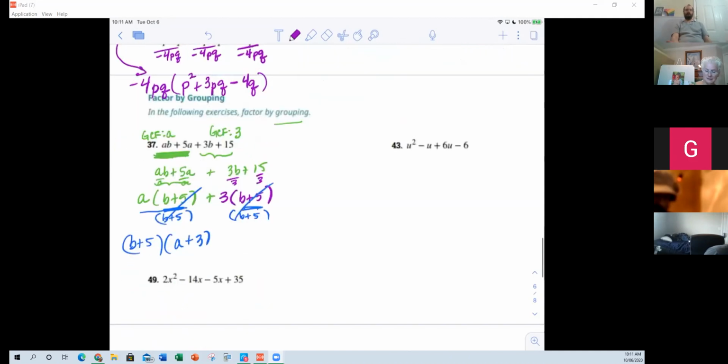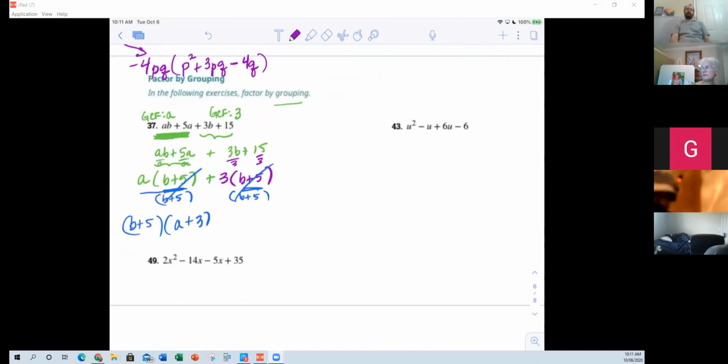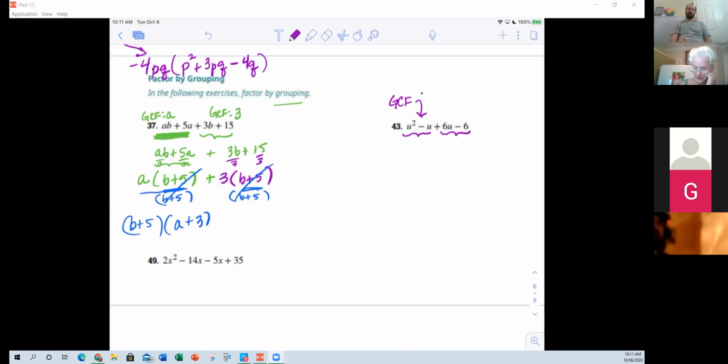So on the last part of the problems, these are 4-term polynomials. And you want to group the first 2 and the second 2. And you want to find the GCF of the first 2. What is the GCF of the first 2? What goes into U, right? So that's going to be U. So I'm going to write a U, and then I'm going to divide both of those by U, and that's going to give me what in parentheses? U minus 1. Yep.